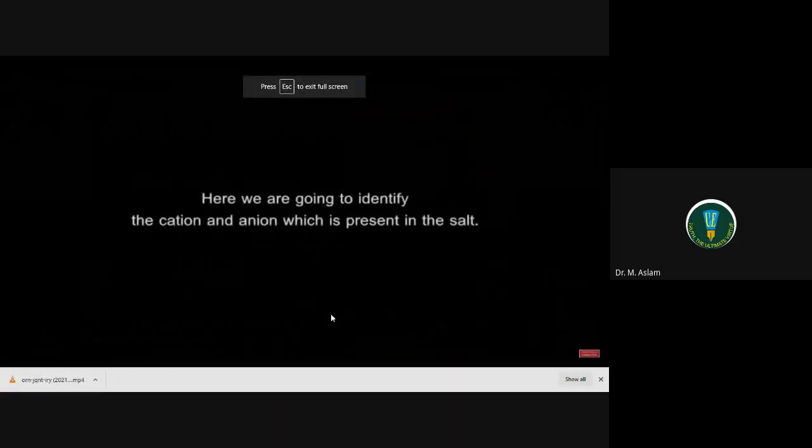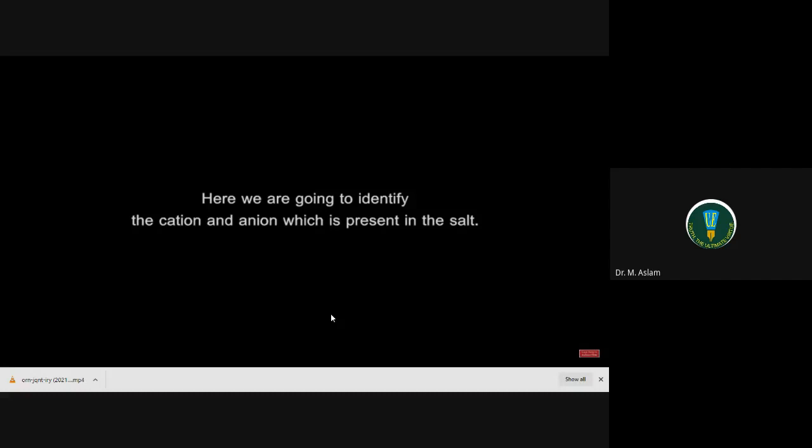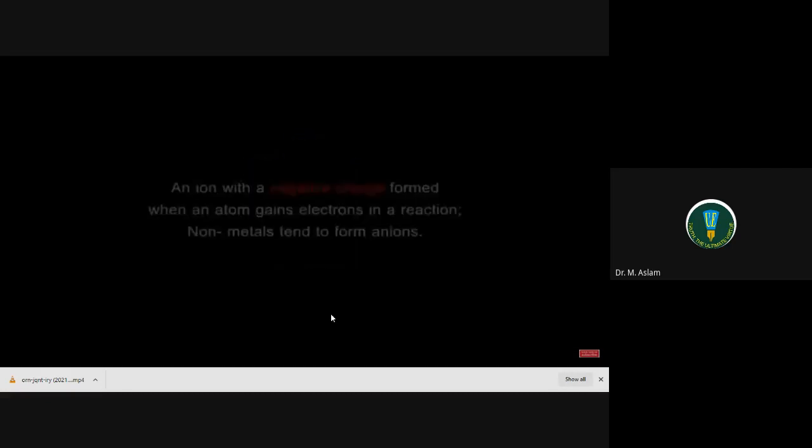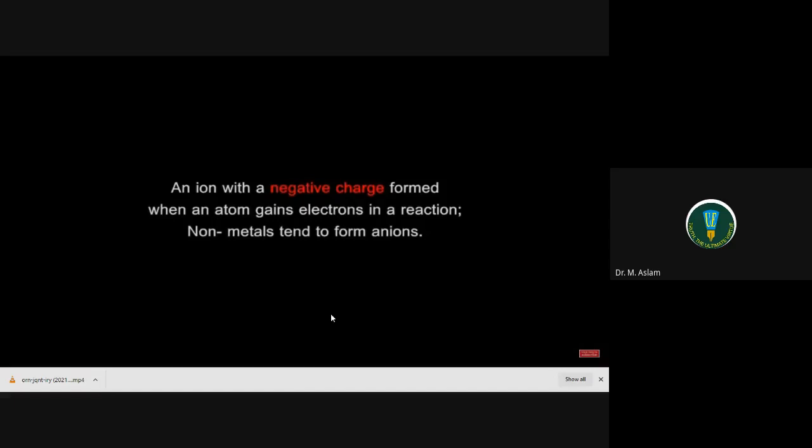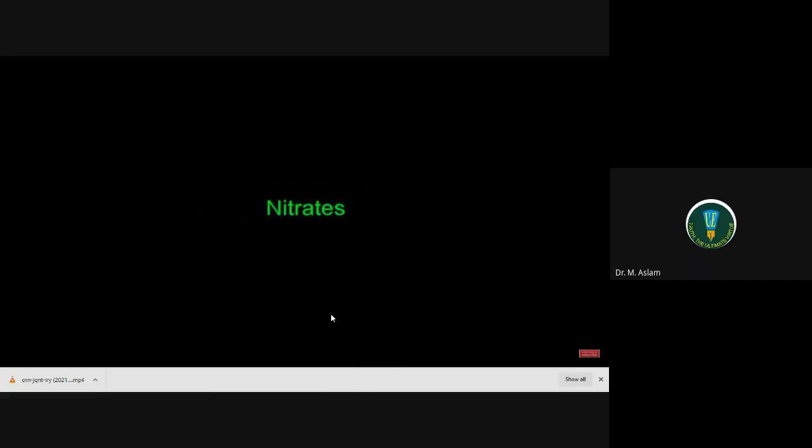Analyzing salt is called salt analysis. Here we are going to identify the cation and anion which is present in the salt. Generally, a compound contains cation and anion. What is anion? An ion with a negative charge formed when an atom gains electrons in a reaction. Nonmetals tend to form anions. Examples of anions: nitrates, sulfates, halogens like bromide, chloride, carbonate. How to identify this? Every anion has its own individual identification test. Let us see first the nitrate identification test.